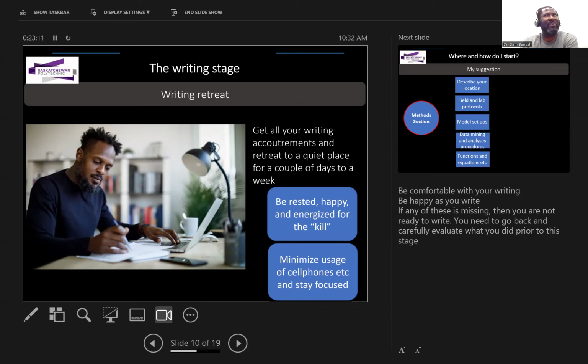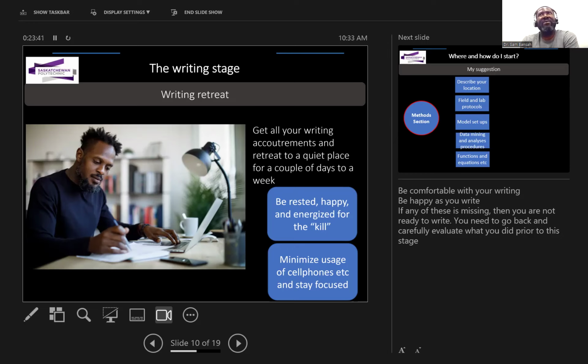If you are not happy and you are not comfortable, you write for 10 minutes and then you get up, you go take a walk, take some snack, come back, write for 20 minutes, and it's not going well. That's a warning sign that something is not done right. You need to go back and get comfortable with things that are not strong in your mind. So you are ready to write.